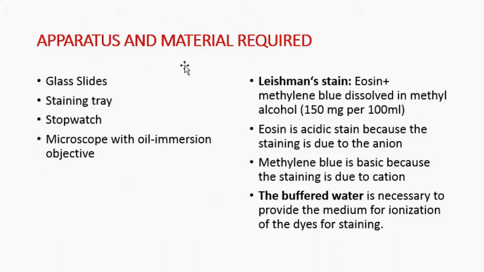For this practical, we need a glass slide, staining tray, stopwatch and a microscope with oil immersion objective, and then we need the chemicals, that are Leishman stain and buffer water. Leishman stain is made up of eosin and methylene blue dissolved in methyl alcohol. Eosin is an acidic stain and stains the cytoplasm of the cells, and methylene blue, because it is basic, can stain the acidic part of the cell, that is the nucleus. We know DNA is present in the nucleus and it is acidic.